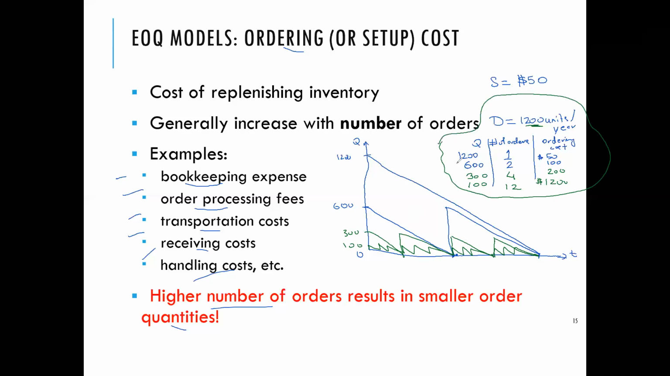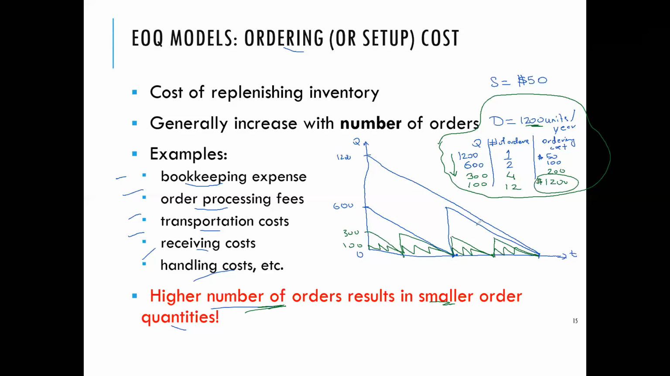So, as your order quantity goes down, your ordering cost goes up. In other words, the higher the number of orders, so as you can see, the orders are going up, the smaller is the order quantity. So more orders means smaller order quantity, but more orders also mean more ordering cost.